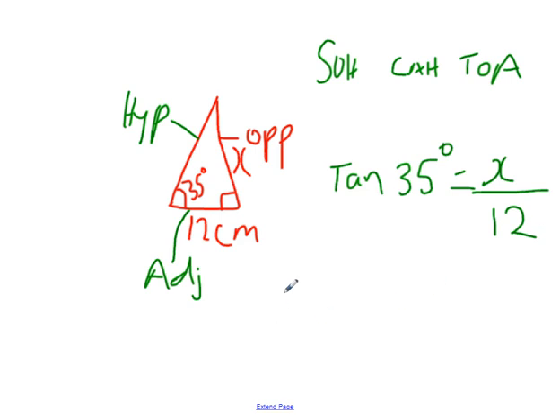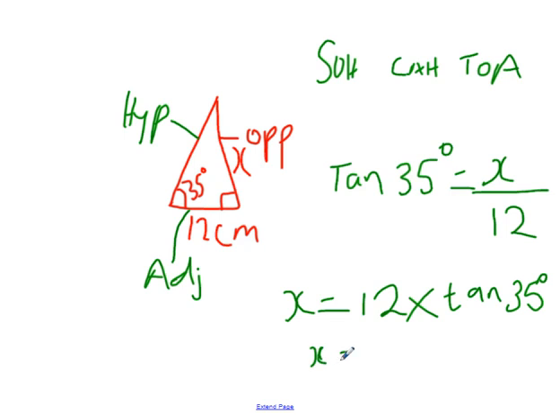Same procedure. My x becomes 12 times tan 35 degrees. Now using my calculator here, my tan 35 degrees is 0.7002. So we're going to times tan 35 degrees by 12, and what that comes to for x is 8.4 approximately centimeters. So that's how to use the basic three trig ratios.